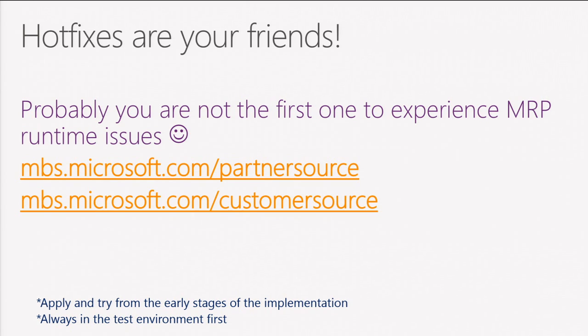I am aware that the engineers in the CSS channel have a list of MRP issues that have been fixed already, and it's very easy for them to see what KB you have installed or not. And if you want this list, just contact them, and they can share it with you. But if you want to find the KBs that we have released already, partner source and customer source is available for you. Also, very important to mention, don't apply on the production environment directly. Apply on the test environment, and if you see a runtime benefit, move it to the production environment.